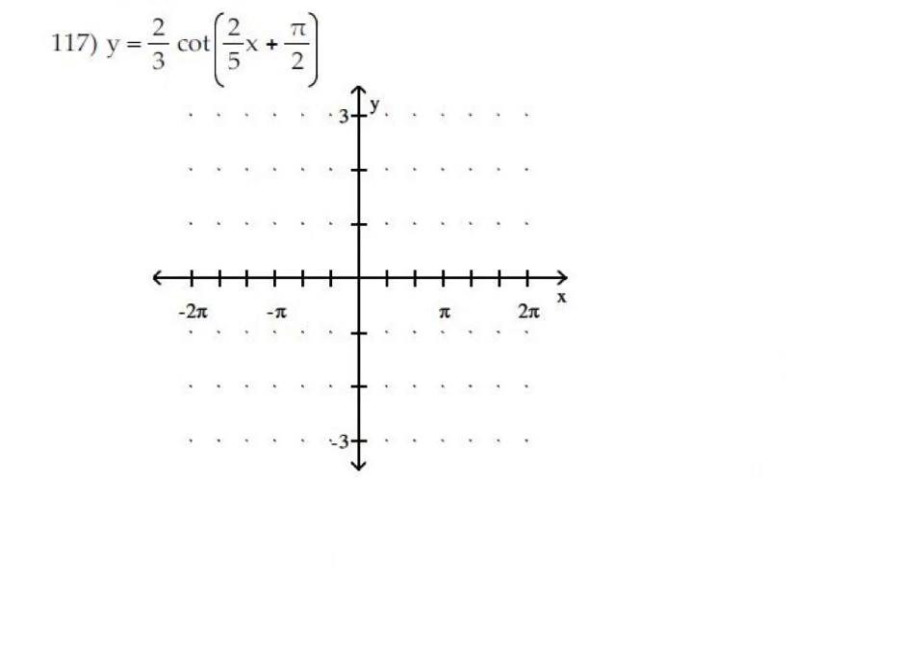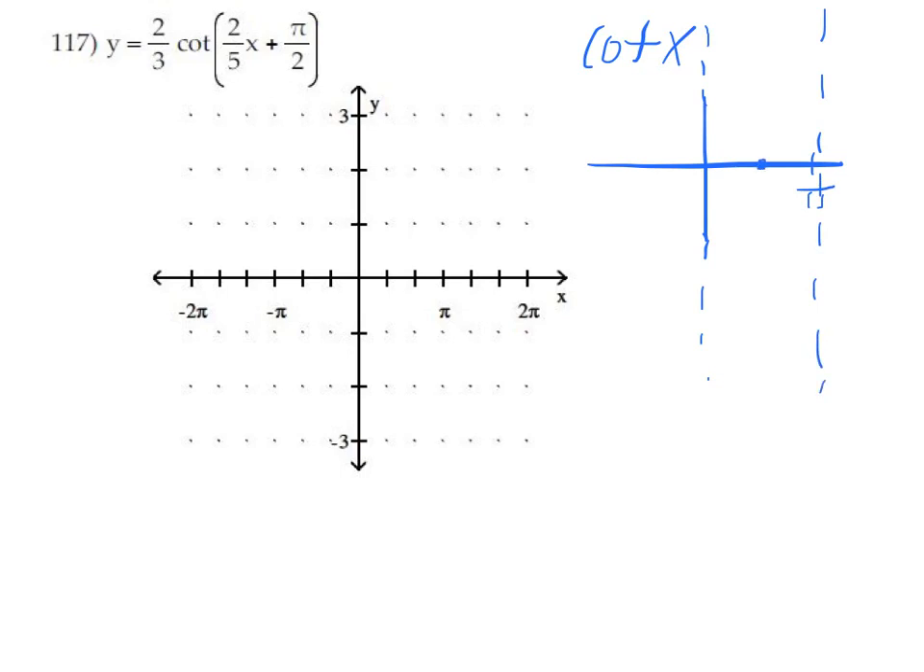Graph y equals 2/3 cotangent of 2/5 x plus pi halves. So cotangent. The regular cotangent, just cotangent x, has an asymptote at 0. And if you go over the period of pi, it has another asymptote. Halfway in between there, it's at 0, and it's a decreasing function. So that's what the normal cotangent function looks like. We need to figure out what this one does compared to that. Now notice it's not in standard form because the 2/5 is not factored. So that's going to be something I do right off the bat.